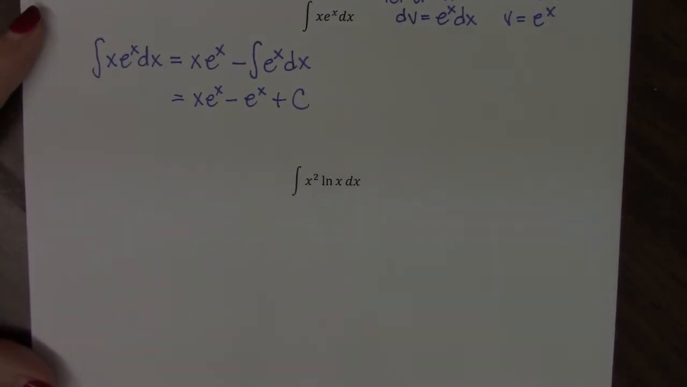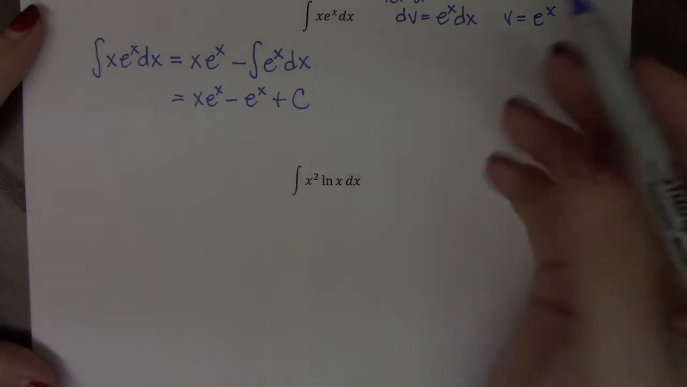So this is x squared times ln of x. Well, we could definitely take the derivative of this, but that would mean that this would become our dv, and I don't know the antiderivative of ln of x, right? So this kind of leads us back to guideline 1. Well, let's take the derivative of this and let's anti-differentiate this.